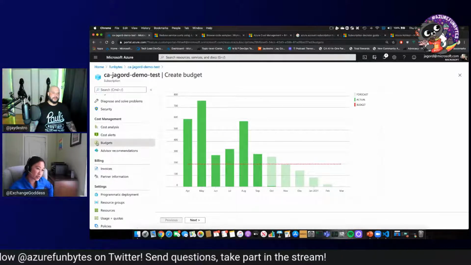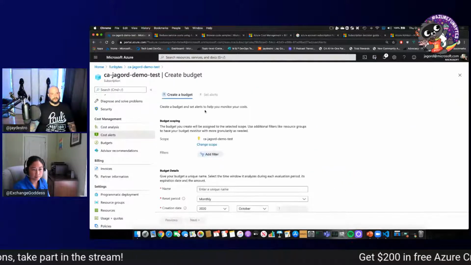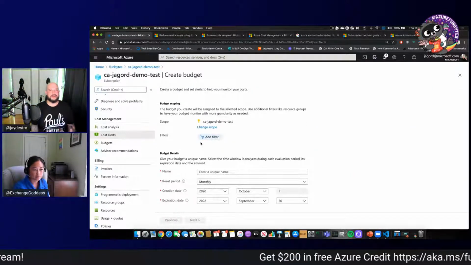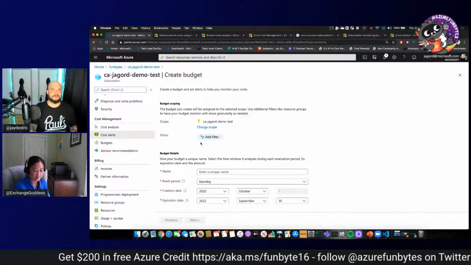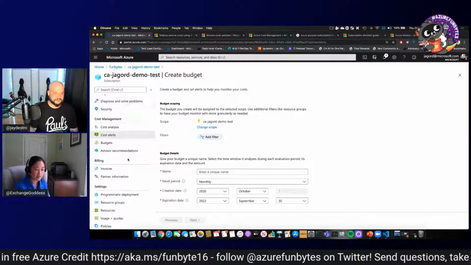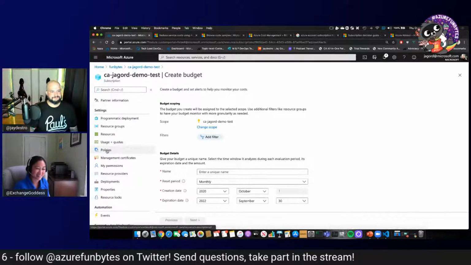You can set thresholds. Cost alerts right here, huh? I see. So I can go here and create the budget, and then you get alerted after you've created the budget. Is that right? Yes. You have to create the budget and then create the alert, because you can't alert on a budget if you don't have a budget.